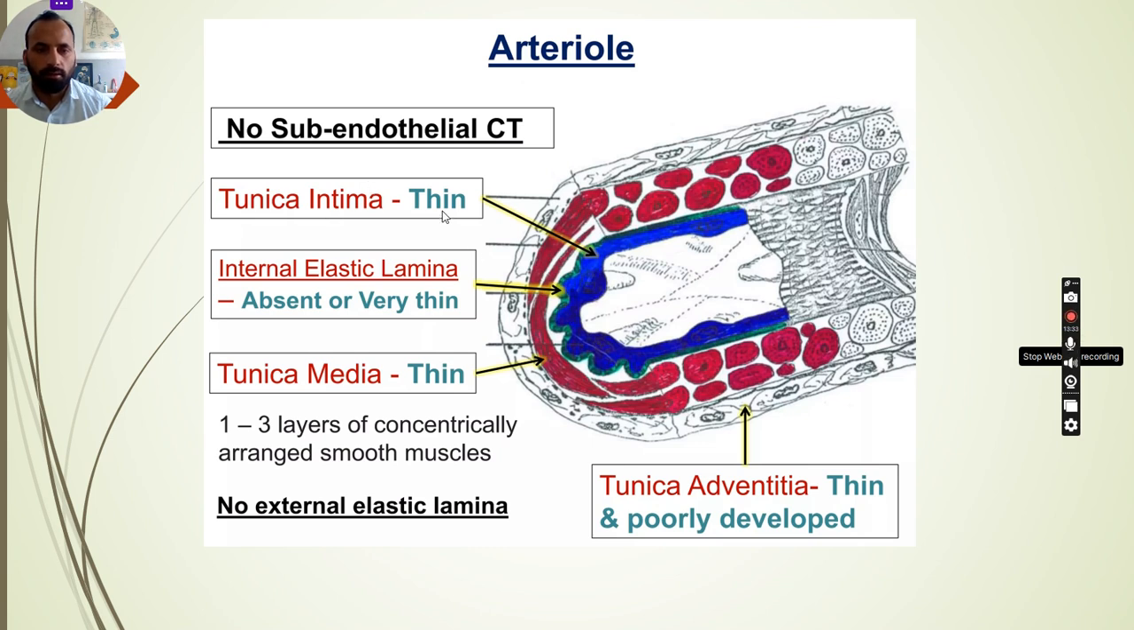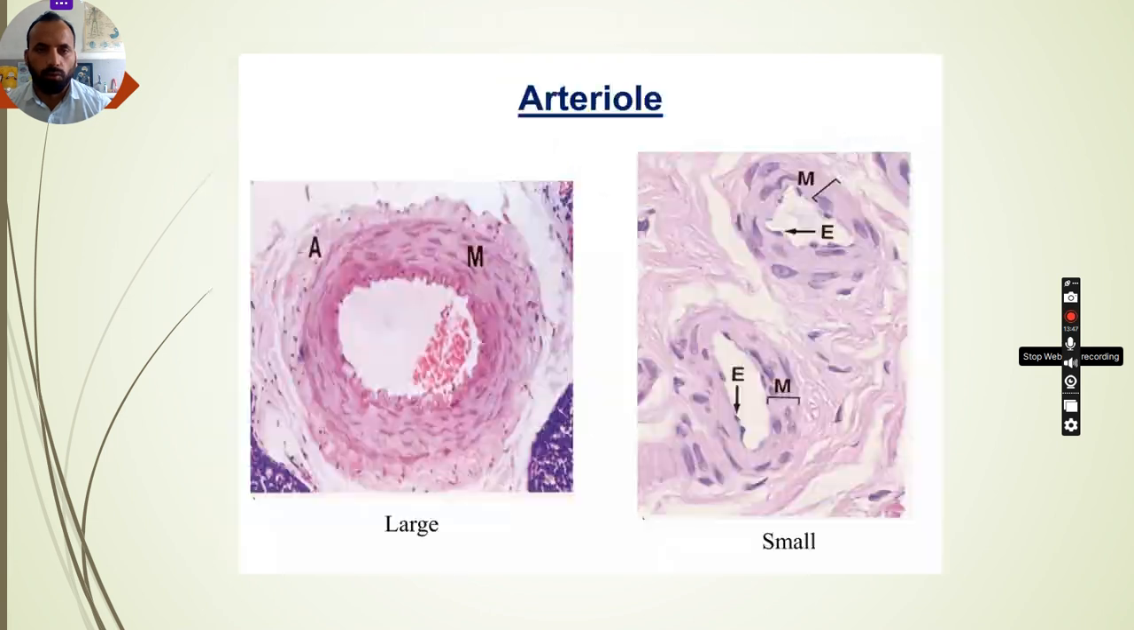Tunica intima will be very thin. Internal elastic lamina may be absent or very thin in the arteriole. Tunica media is also very thin, and there will be no external elastic lamina. And tunica adventitia will be very poorly developed in the arteriole. So these are the arterioles you can see here. Tunica media is not that well developed, and the external lamina is not seen here.